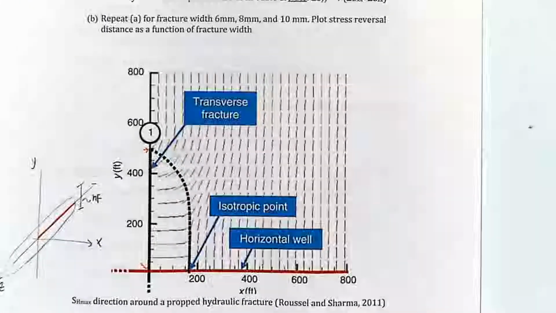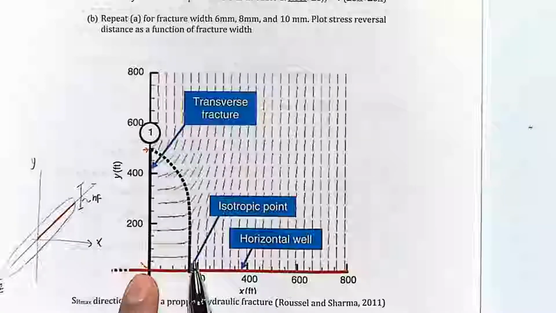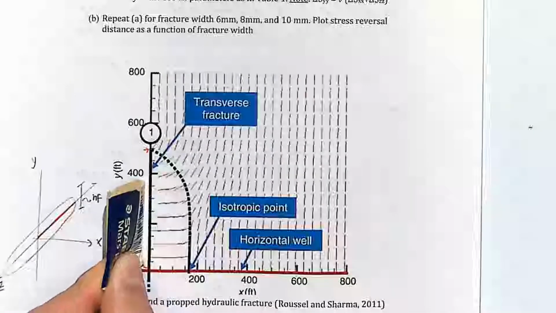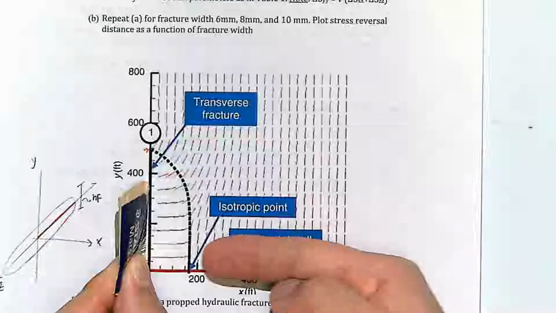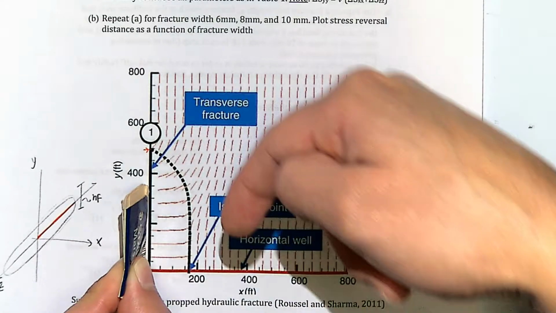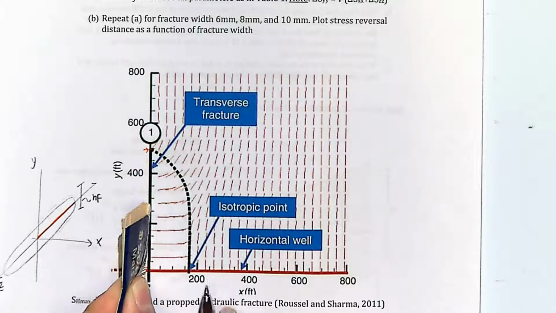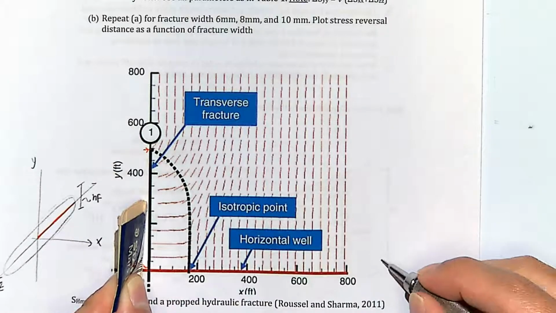What this plot shows is the alteration of stress around the face of the fracture. It will probably be easier if I use this as a visual aid. Your fracture is here, and this is the horizontal direction where the minimum principal stress was at the beginning. This is the horizontal direction where the maximum stress was at the beginning. Your objective at this point is to calculate how far this stress reversal goes into the fracture.